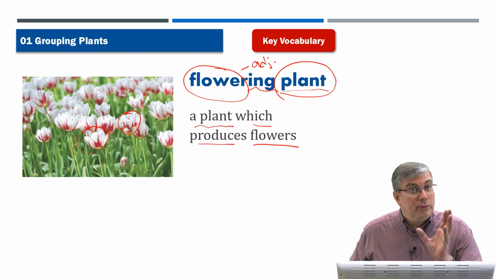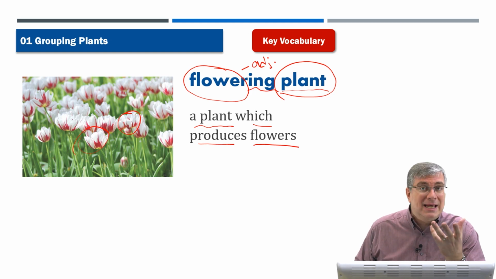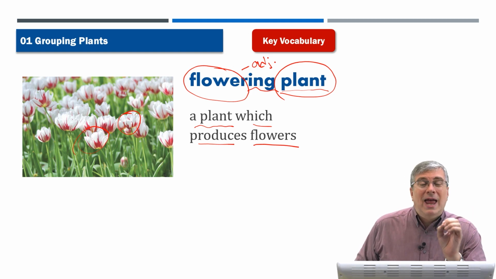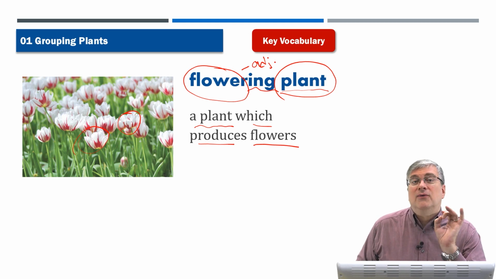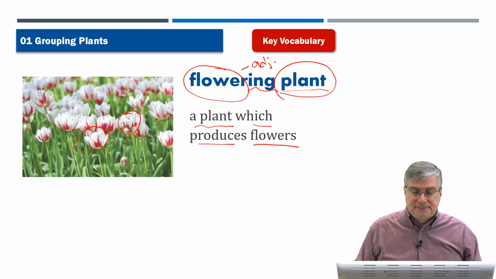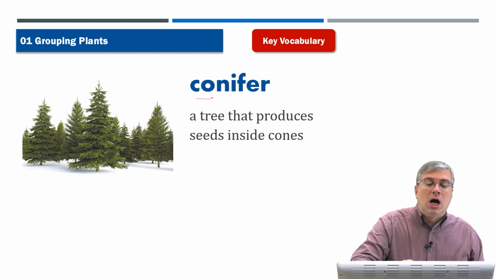So not all plants produce or create or make flowers. Only certain types of plants do, and we call those plants flowering plants. Okay. Next we have conifer. Conifer.